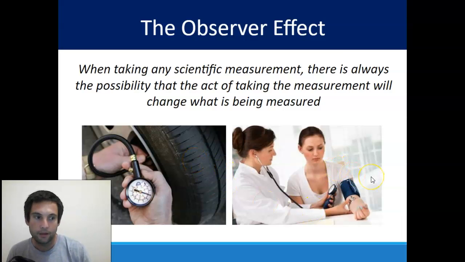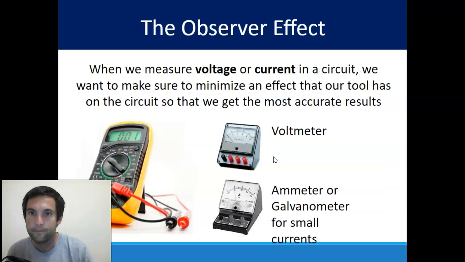Additionally, there is something called white coat syndrome, where the act of getting your blood pressure taken increases your blood pressure. Could be from nerves, anxiety, that kind of thing, that causes your blood pressure to increase as it's being read by the doctor. So as it relates to us with electricity, when we measure voltage or current in a circuit, we want to make sure to minimize the effect that our tool has on the circuit to get the most accurate results.